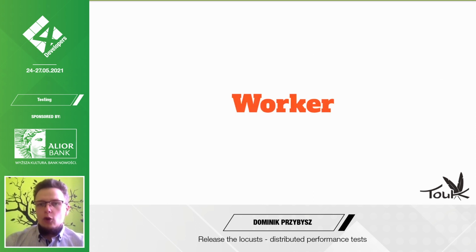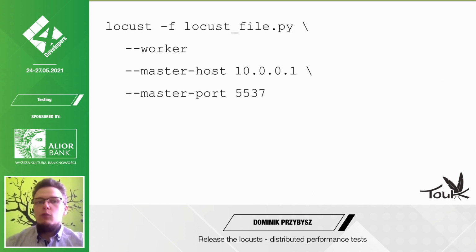Okay, that's all about master. Let's talk a little bit about worker. To run a worker, you still have to pass a locust file, but you additionally have to tell that this instance of Locust will be a worker instance. You also have to tell this instance where master is. Or rather, you have to tell where the master's ZeroMQ is. And if you know that connection, this is the only point where you interact with master.